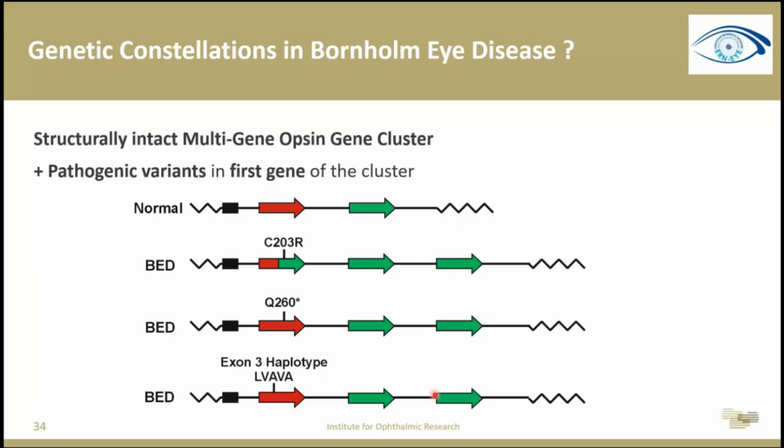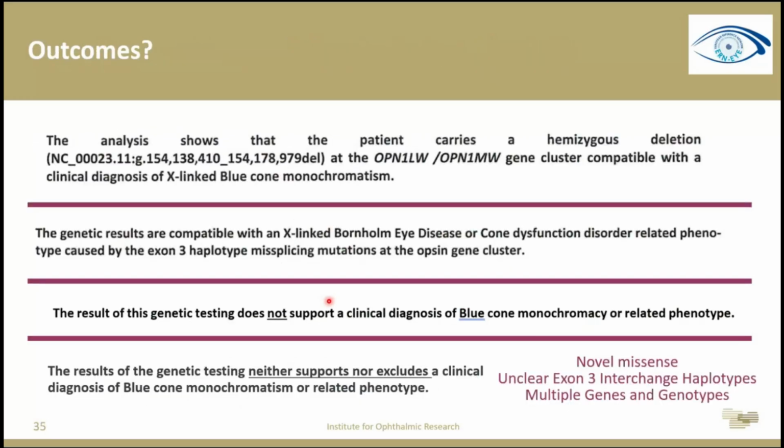What are the genetic constellations in BCM in comparison to Bornholm Eye Disease? If all genes within the cluster have a deleterious mutation or haplotype, this is suggestive of a clinical diagnosis of BCM. If we have a constellation where there are multiple genes in the cluster, the structure of the cluster is intact, but we have a deleterious mutation or haplotype in the first gene of the cluster, this is typically indicative of Bornholm Eye Disease. And these are the conclusions that we then draw.